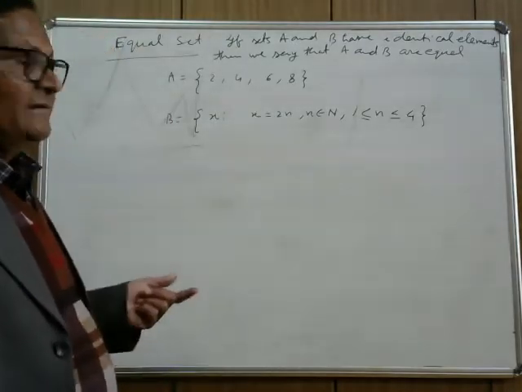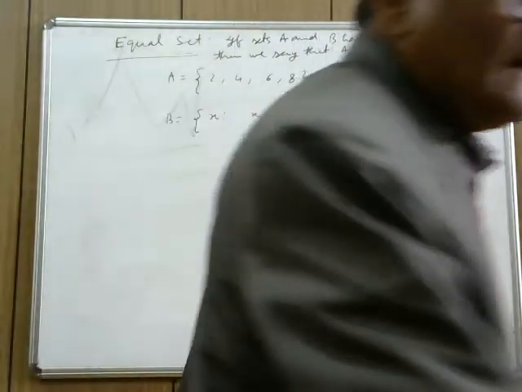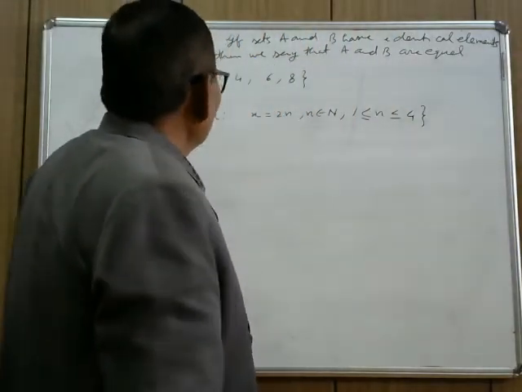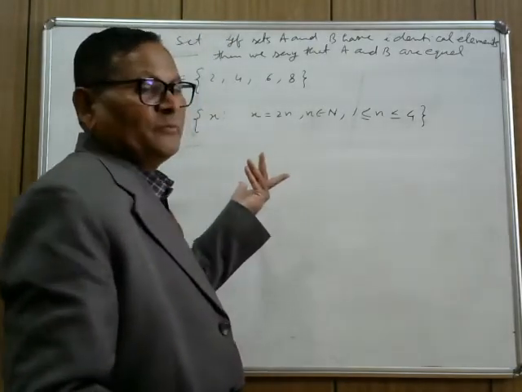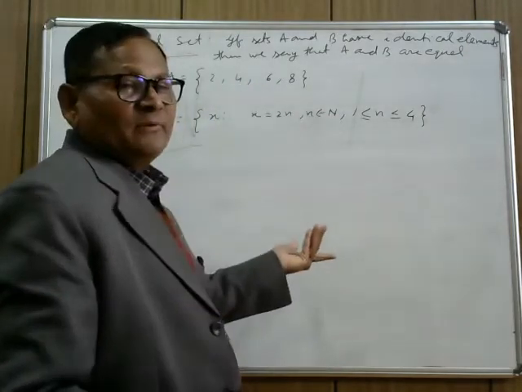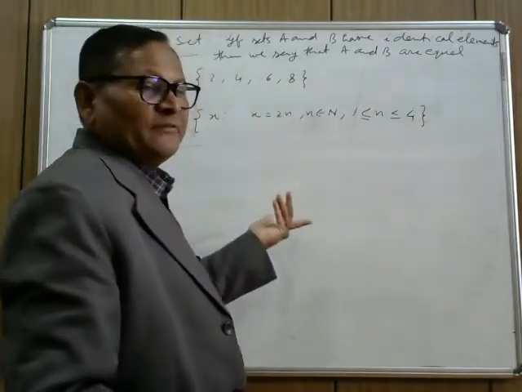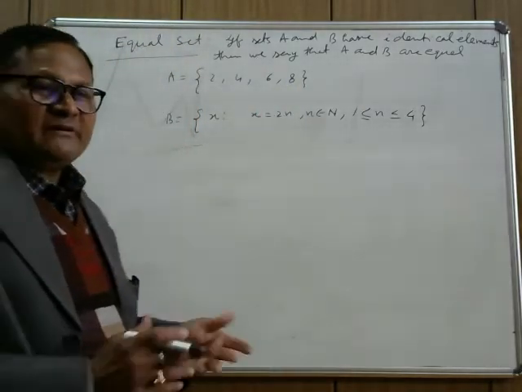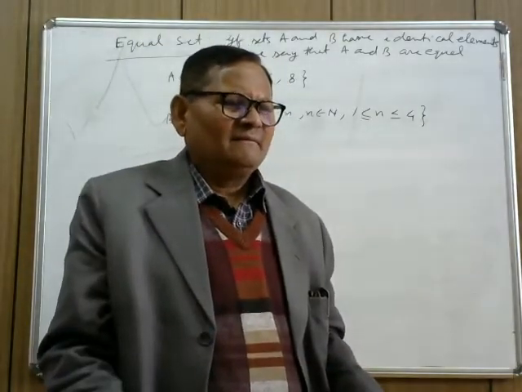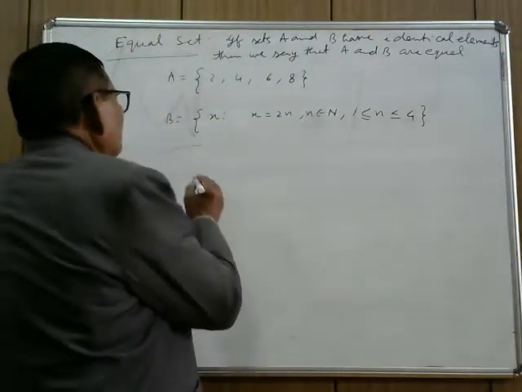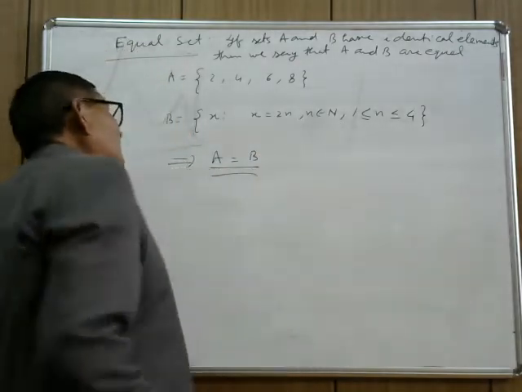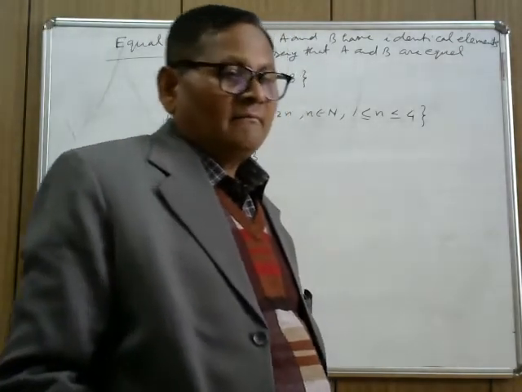Now you observe whether the elements of A and B are identical or not. 2 is in A, 2 is in B. 4 is in A, 4 is in B. 6 is in A, 6 is in B. 8 is in A, 8 is in B. So in this way, the elements of sets A and B are identical. They are the same in all senses. So this implies that A and B are equal.